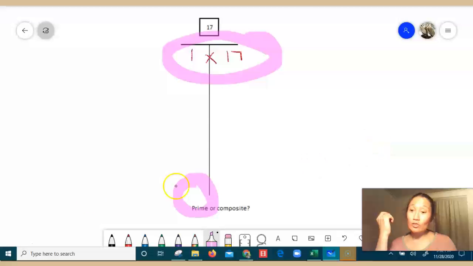Okay. If you have questions or concerns, let me know. This one is hard. 4th graders struggle with prime and composite and finding all the factor pairs.